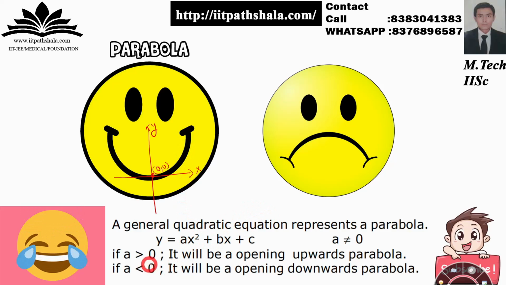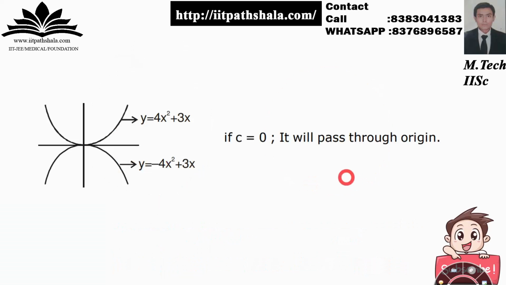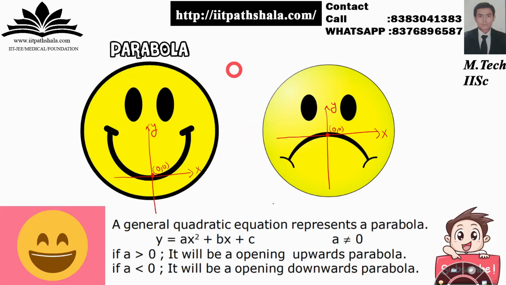Now if I have a less than 0, then I will have a sad parabola. If I make my axis system xy as follows, then this is the origin of the xy system, and I have a parabola over here which represents a sad face itself. Now let us talk about the intercept, which is c of the following equation, y equal to ax square plus bx plus c.